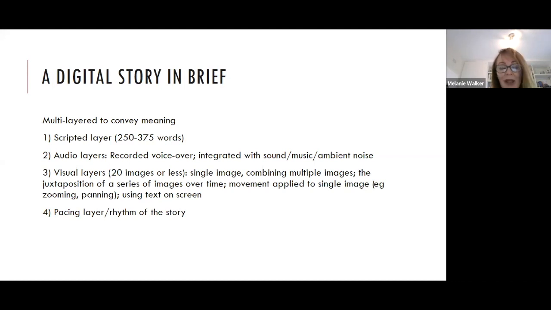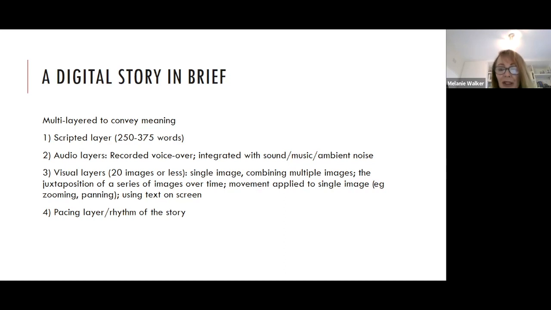There's a scripted layer, and the script is not very long, between 250 and 375 words. Then there's an audio layer. Once you've written your script and you're happy with how the script reads, you then narrate it. So you make a recording of the story, and you can then integrate it with sound, with music, with ambient noise, for example, the sound of traffic in the background or bird song, depending on what it is that your script is saying. So you've got the script, then you've got the narration, and the narration is really important in terms of rhythm and pace and pause and so on.